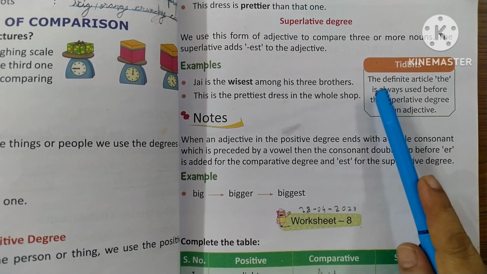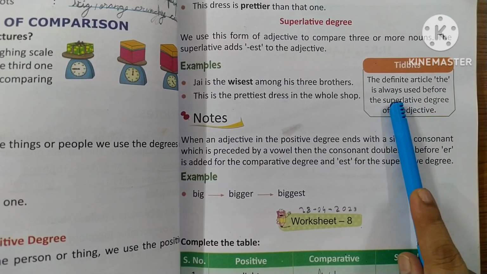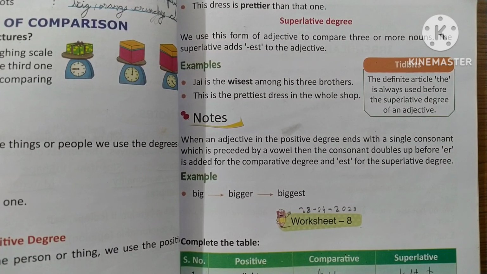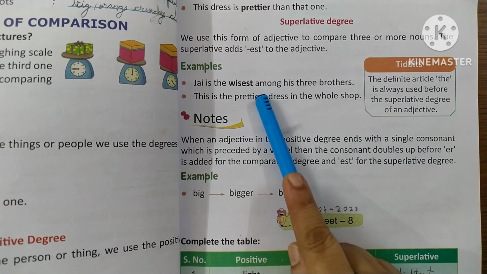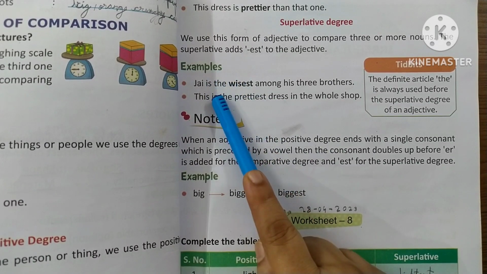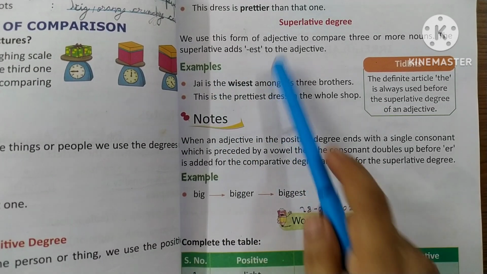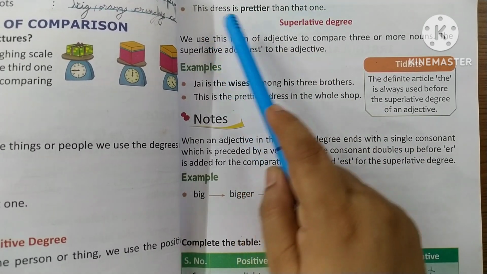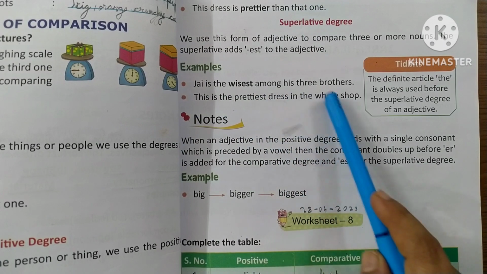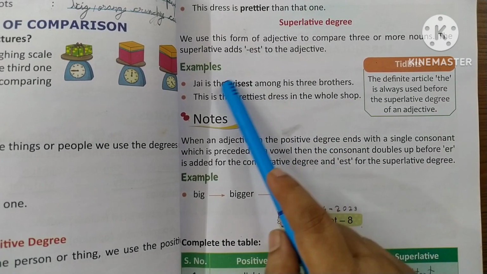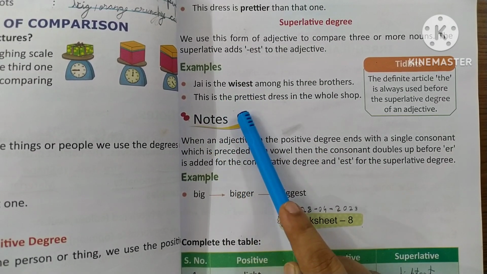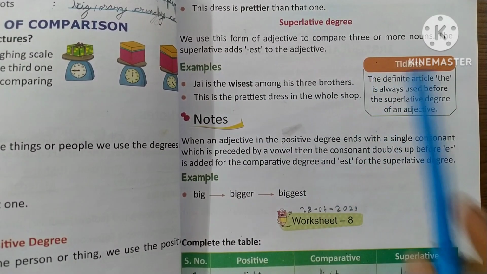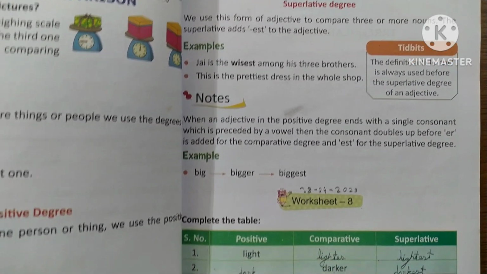Keep this in mind. Now the definite article the is always used before the superlative degree of an adjective. And this is to be kept in mind that in superlative, we use the definite article the, but in comparative, what do we use? We use than, because we are comparing two things. So this dress is prettier than that one. But when we are comparing three or more nouns, we use the definite article the. This is the prettiest dress in the whole shop. Jay is the wisest among his three brothers. I hope it is clear to you, students.